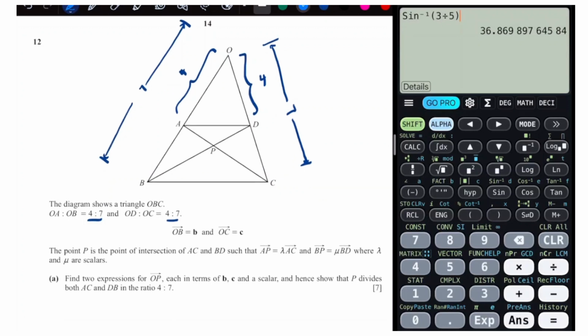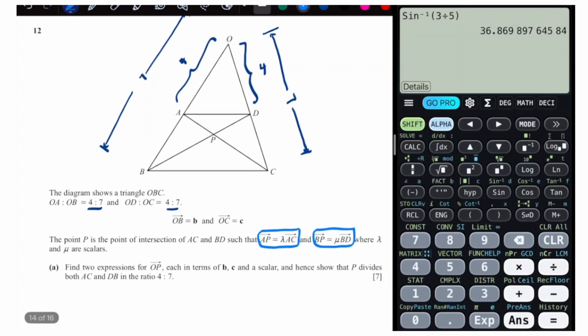Since we have these two things here, this is the greatest hint provided to us for what we're going to do next. Where lambda and mu are scalars, you need to find expressions of OP in terms of B and C and either mu or lambda, and hence show that P divides AC and DB in a ratio of 4 to 7. For the first part, we have to know which path we need to take in order to find OP. Since we are going to use AP, you definitely need to take the OA and AP route.